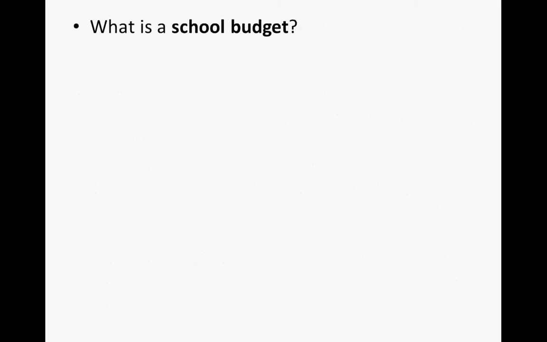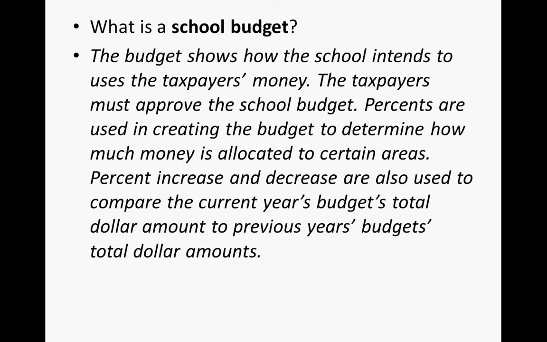What is a school budget? Well, the budget shows how the school intends to use the taxpayers' money. The taxpayers must approve the school budget. Percents are used in creating the budget to determine how much money is allocated to certain areas. Percent increase and decrease are also used to compare the current year's budget total dollar amounts to the previous year's budget's total dollar amounts.